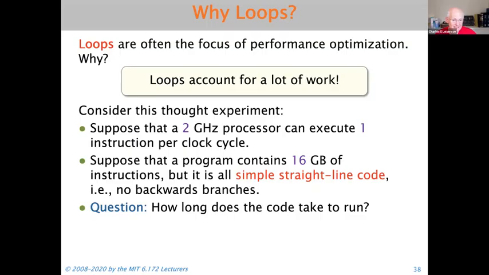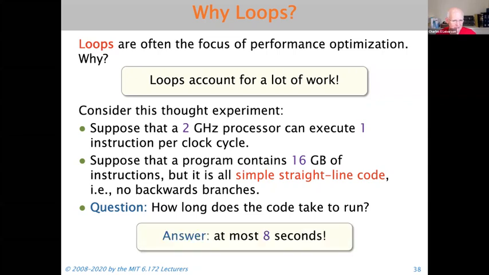Well, the worst case is that you just run through one instruction to the next. And if you calculate it out, it's 16 gigabytes divided by 2 gigahertz, and that's at most 8 seconds. Now, as you know, most programs run longer than 8 seconds. So therefore, they tend to execute instructions more than once. And most code spends most of its time, one way or another, in loops. And that's why we focus on them.